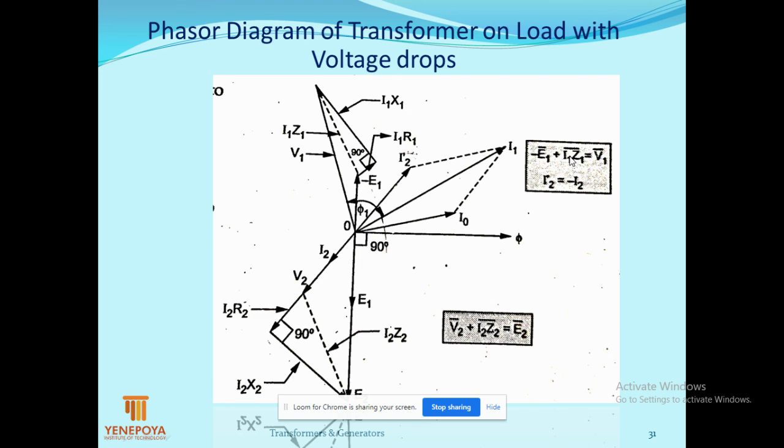Next, what is here? I1 Z1 means I1 R1 plus I1 X1. Now, from minus E1, draw how to get I2 dash. This we already know: extend I2 to get I2 dash. The vector sum of I0 and I2 dash gives us I1. That is how we get the angle of I1.